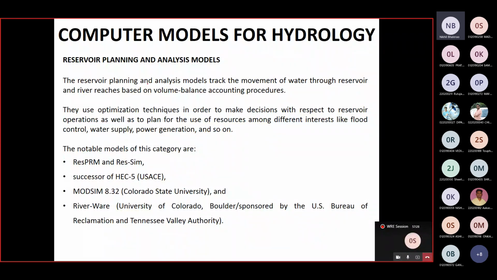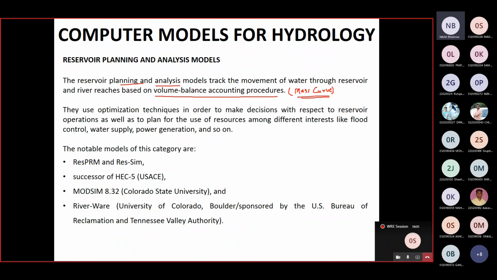So the planning along with the analysis of the reservoir can be done by means of hydraulic computer based models. Here we can have the movement of water through the reservoir and the rivers, based on volume based accounting procedures. If you remember the term we have discussed, the mass curve in terms of reservoir, that is a study with respect to the reservoir capacity. So this mass curve study is used, that is, volume based accounting procedures.